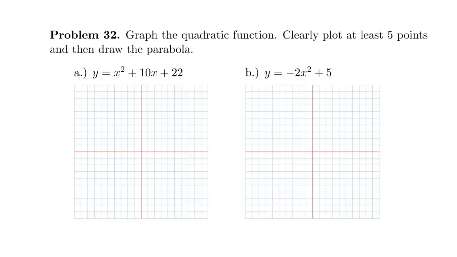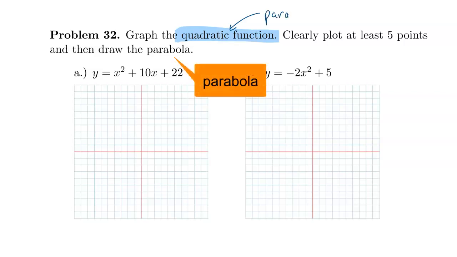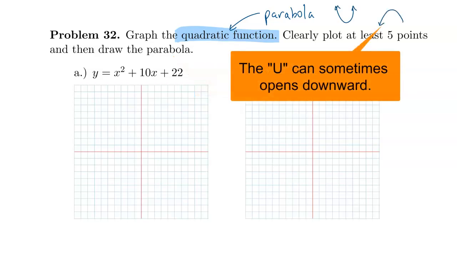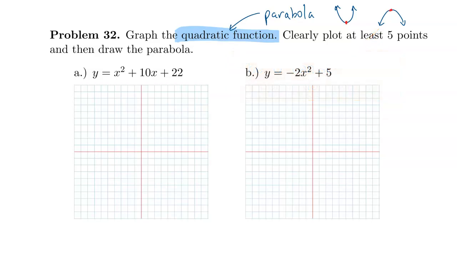Problem 32 asks us to graph the quadratic functions. You may have heard the graph of a quadratic function has a special name. It's called a parabola. It's a U-shaped graph, and because it's U-shaped, it changes directions. And that point where the direction changes, which is either the lowest point or the highest point on the graph, is called the vertex.